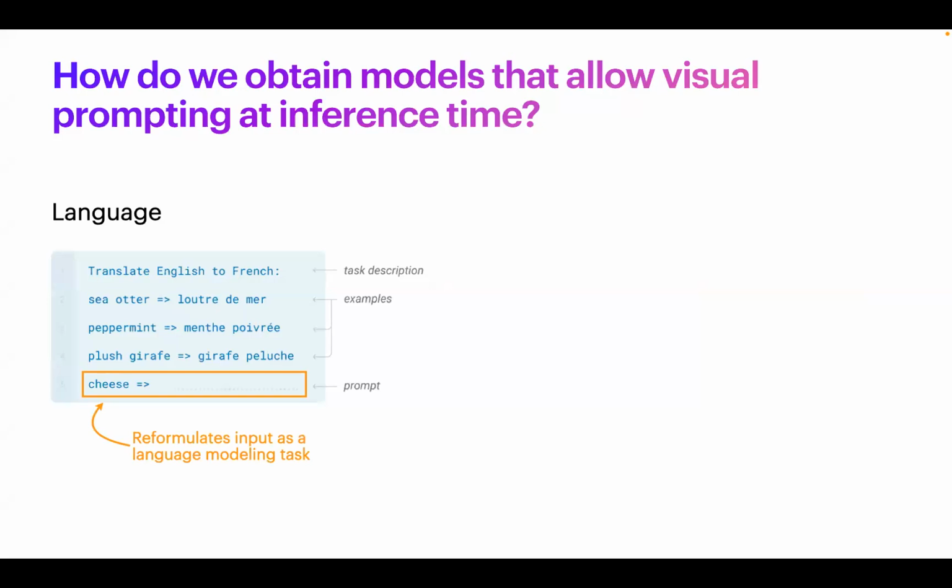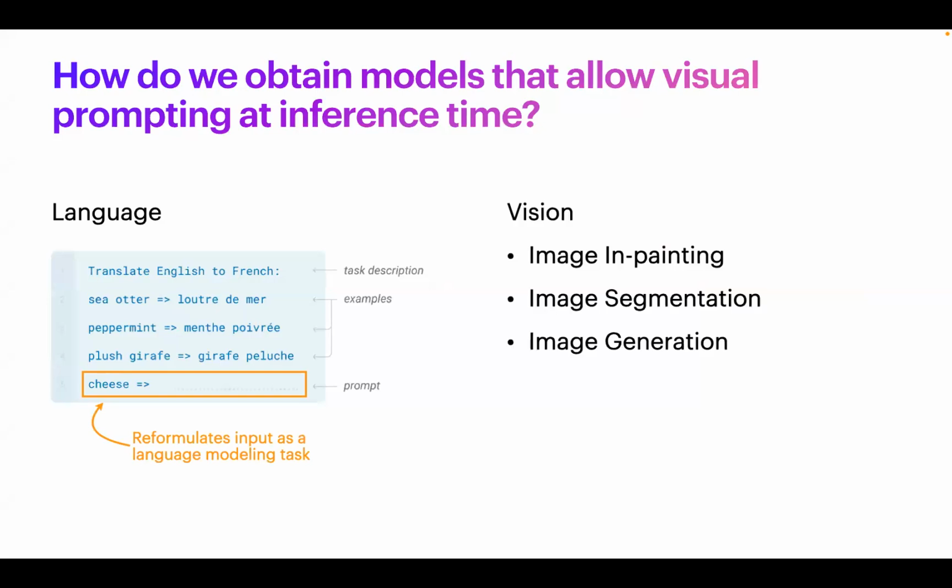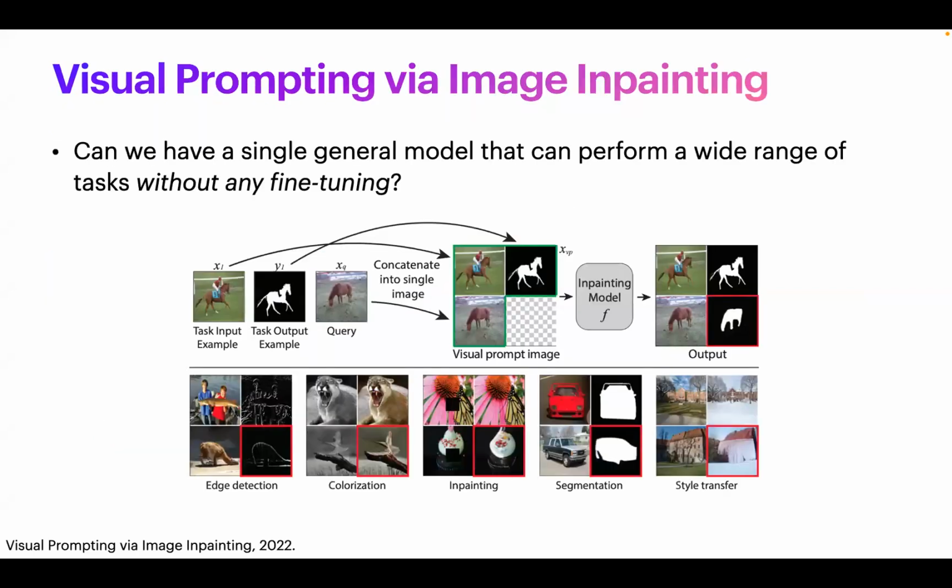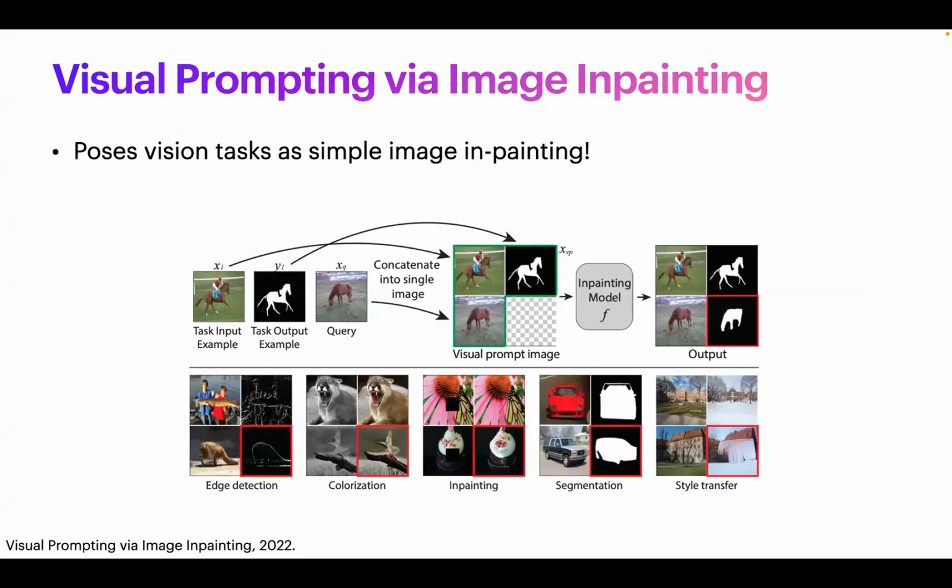In vision, I will demonstrate three cases where we formulate prompting as a connected to empty task, segmentation task, and generation task. One of the earliest examples is visual prompting by image painting. Conventionally, we train separate models for each visual task, but the motivation of this paper is when you train a single general model that can perform a wide variety of visual tasks without additional fine-tuning. So they simply pose different image problems.